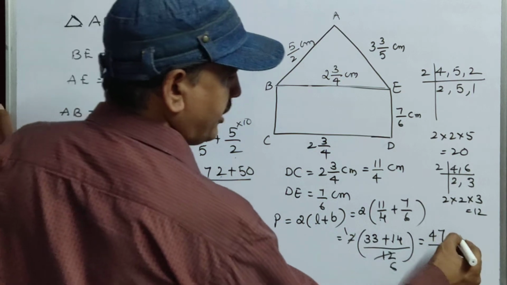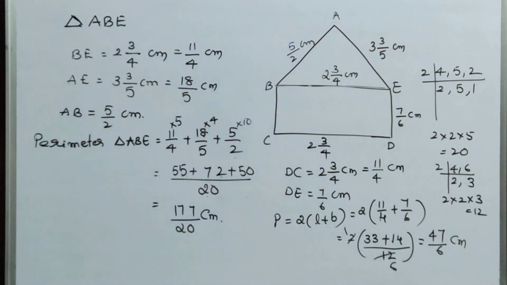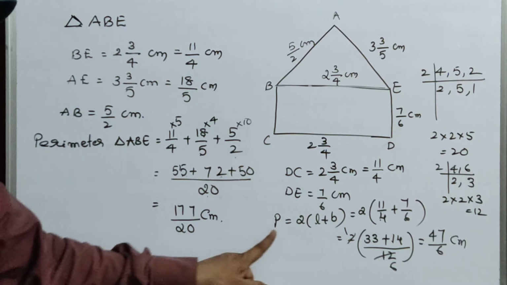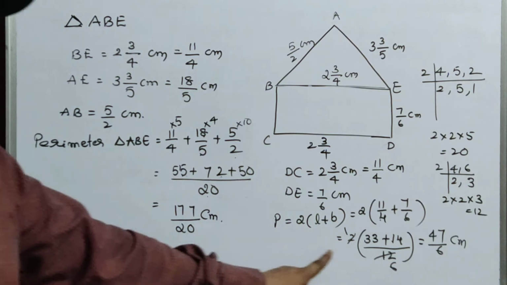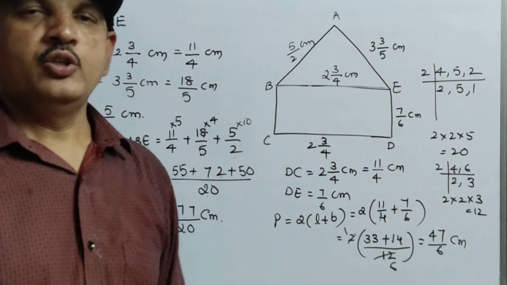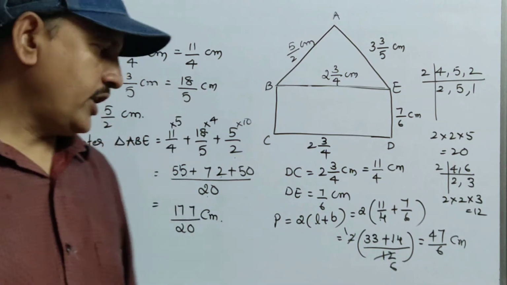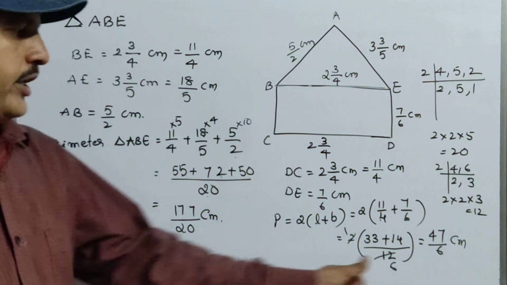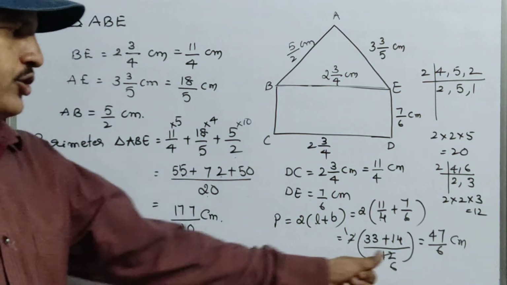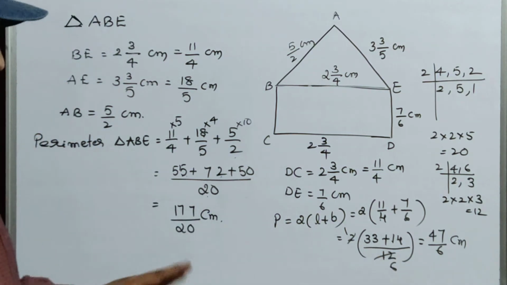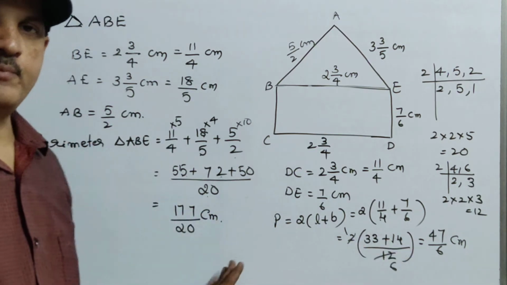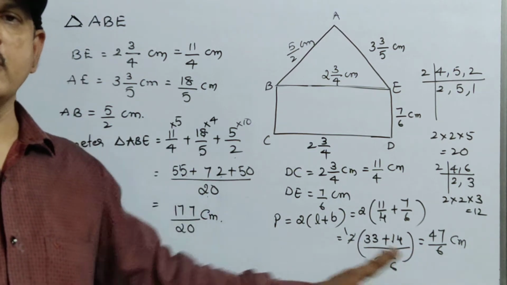This is also in centimeters. The perimeter of triangle ABE is 177 by 20, and the perimeter of the rectangle you got is 47 by 6. Now whose perimeter is greater? We cannot say by seeing these two, because both the denominators are not the same.